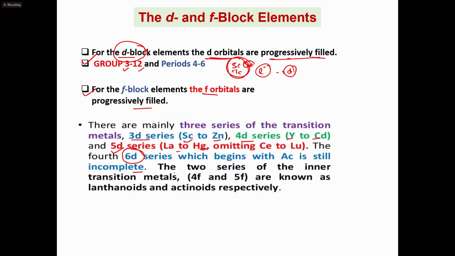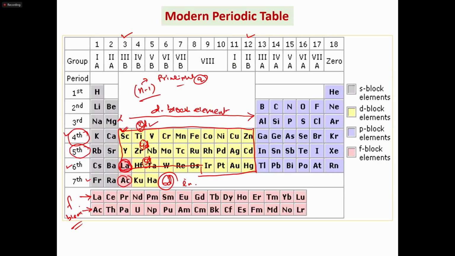The two series of inner transition metals, the 4f and 5f, are known as the lanthanoids and the actinoids. So this is the 4f series, and this is the 5f series. These two series are called the lanthanide series and the actinoid series.